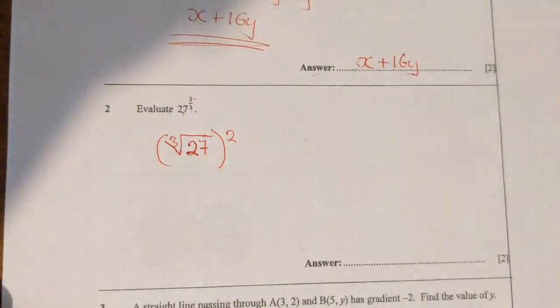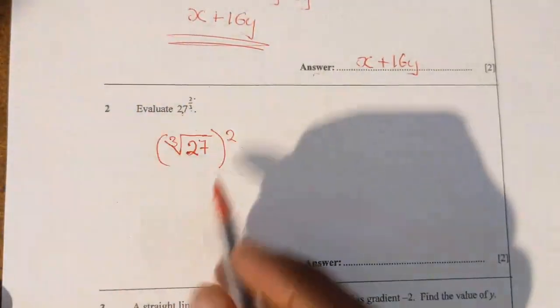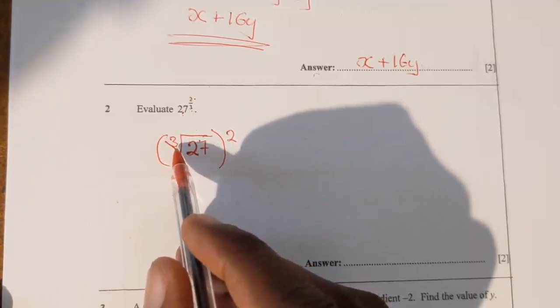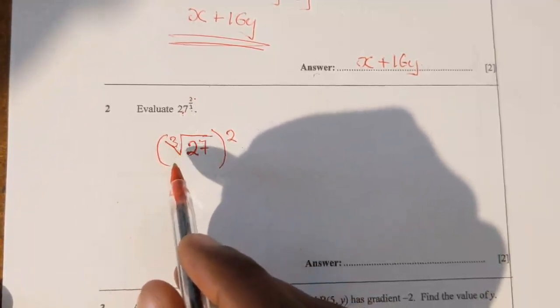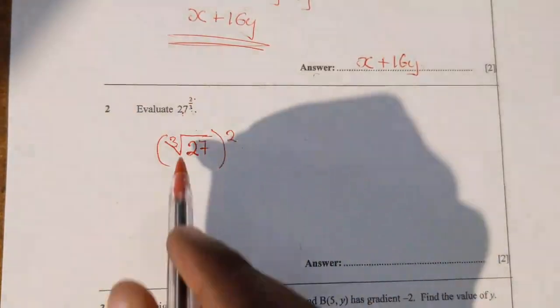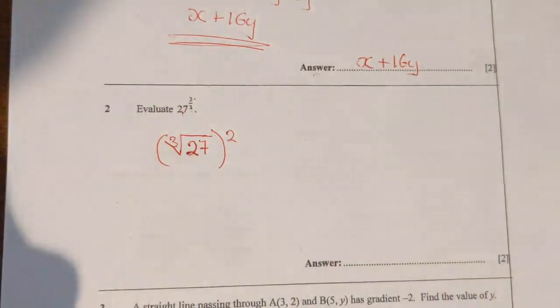Okay, that is what you're supposed to do. Now this 3 means: what is that number which you can multiply by itself 3 times for it to give you 27? What is that number?